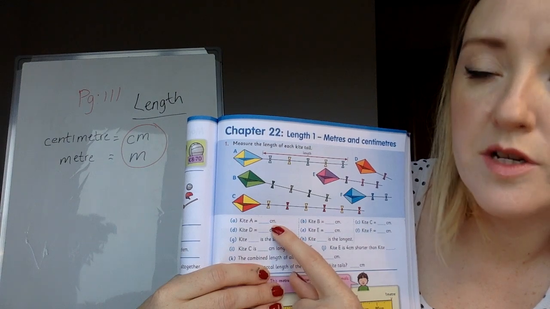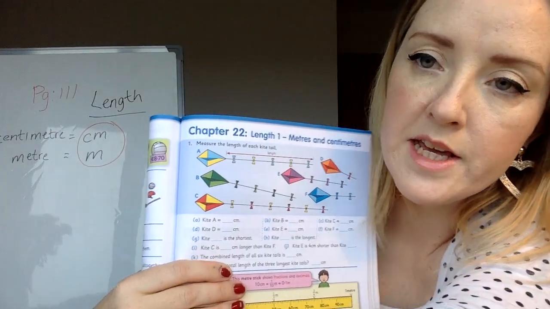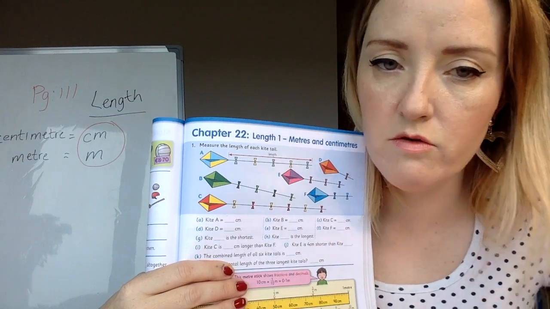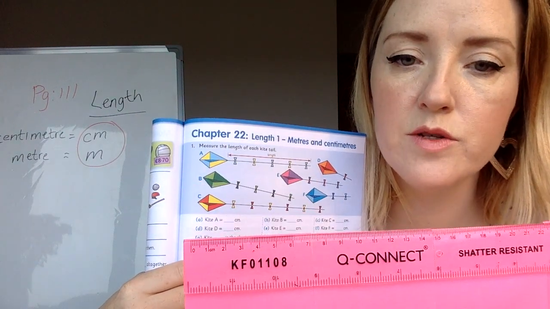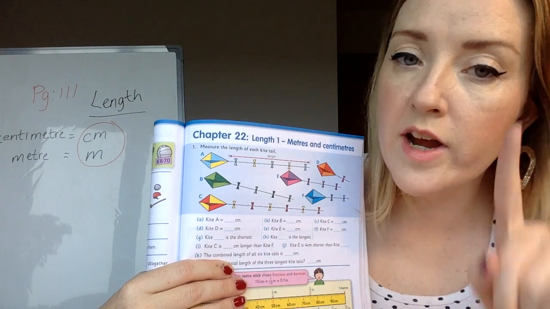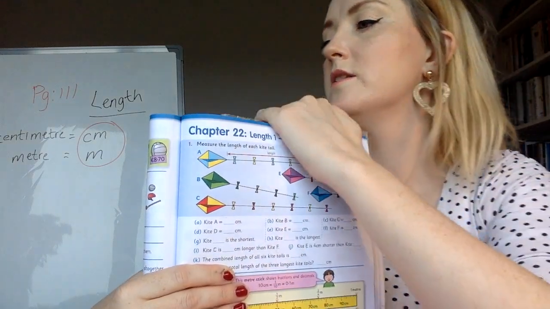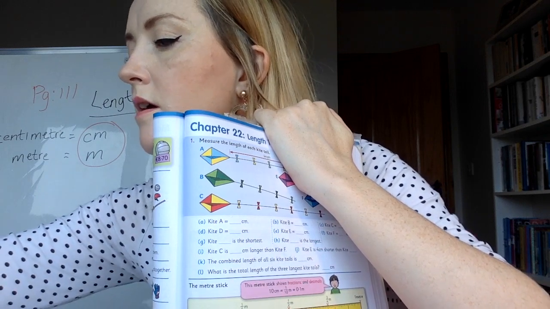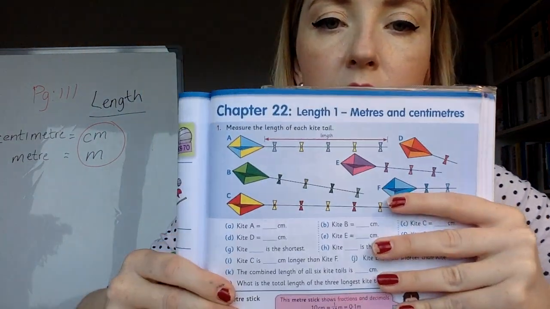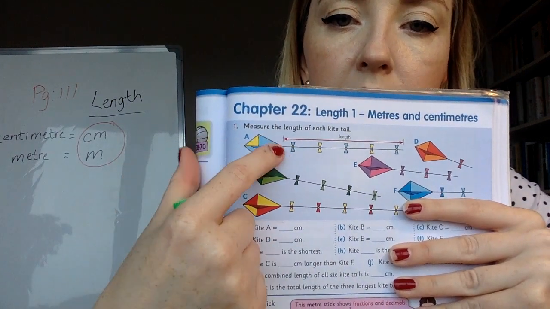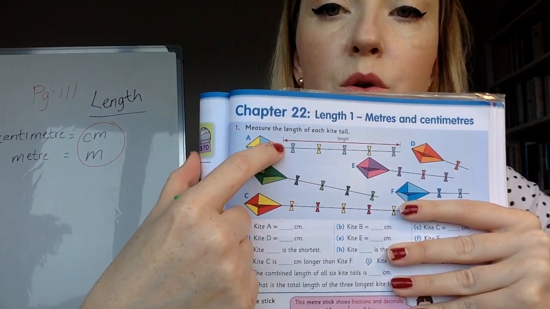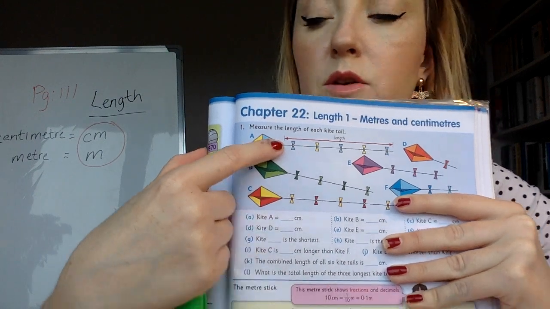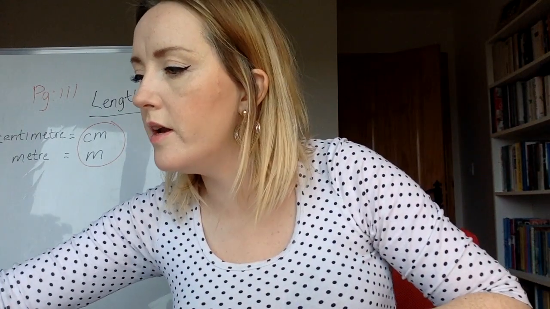So kite A is equal to, it's already given me a clue. It's told me it's centimetres. Okay? So I know already that I need to use my ruler. It's really important that, my highlighter. Okay. Can you see here? The line. That's where you have to start measuring from. That's one of the most important things to remember when you're measuring.